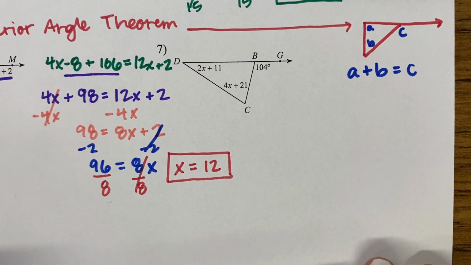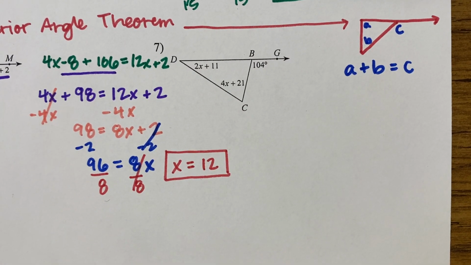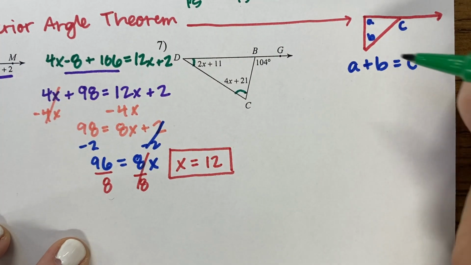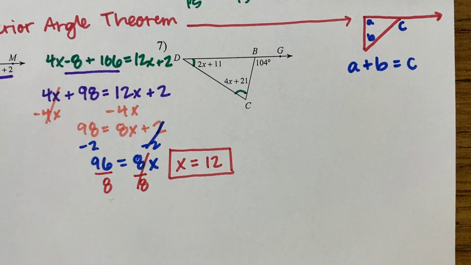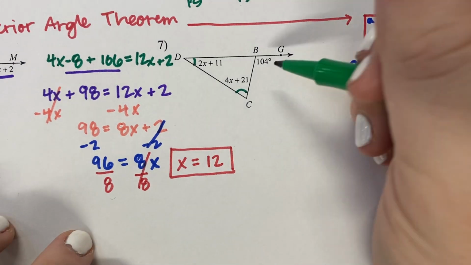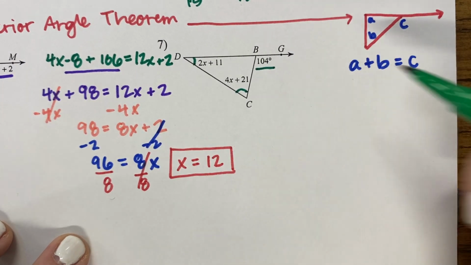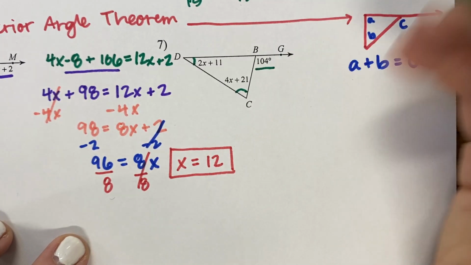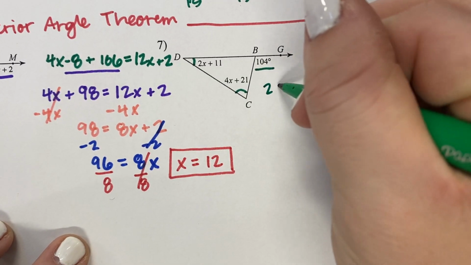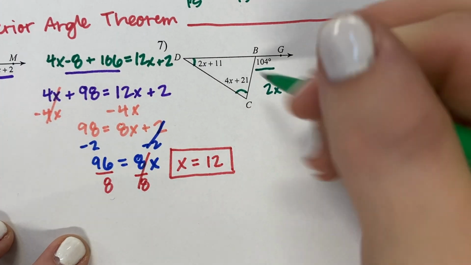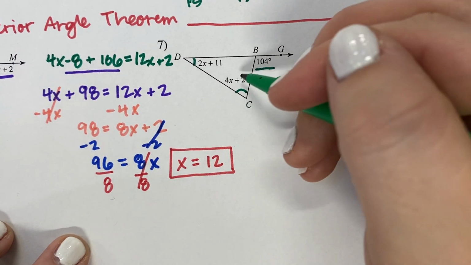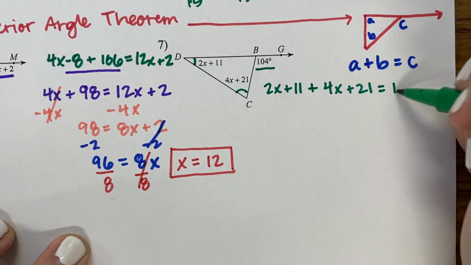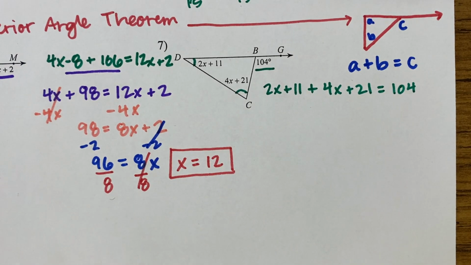Okay, number 7, let's do that again. So I have my two interior angles, 2x plus 11 and 4x plus 21. And it's all set equal to my exterior angle, 104. Okay, so let's set A plus B equal to C. So 2x plus 11, my first angle, plus the next one, 4x plus 21. It's all equal to 104.